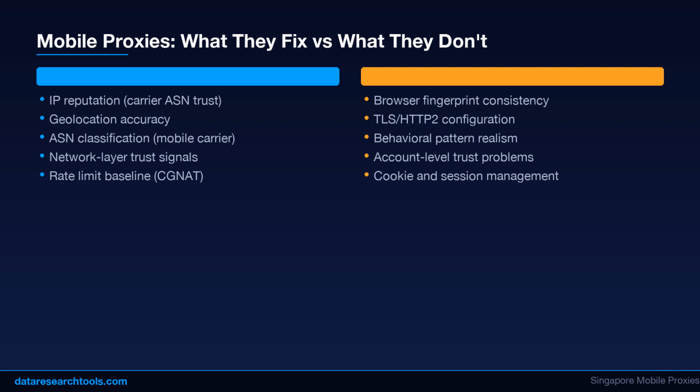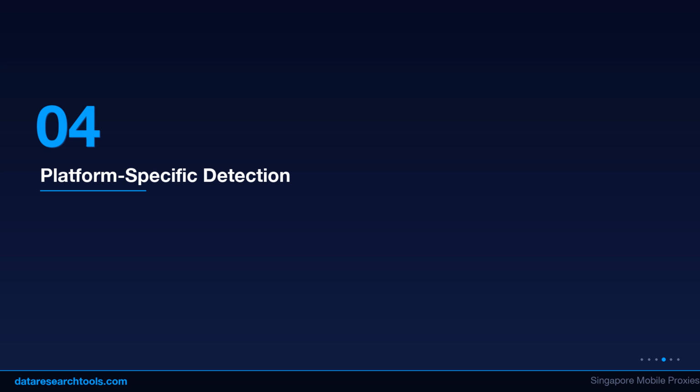Different platforms weight these layers differently though, which is why the same setup can work on one target and fail on another. Cloudflare relies heavily on browser fingerprint and TLS fingerprint. It's relatively less dependent on IP reputation for the initial CAPTCHA decision. A mobile carrier IP with a realistic browser fingerprint usually passes Cloudflare's passive challenges without triggering an interactive CAPTCHA. But a headless browser with a mobile carrier IP will usually still get challenged.